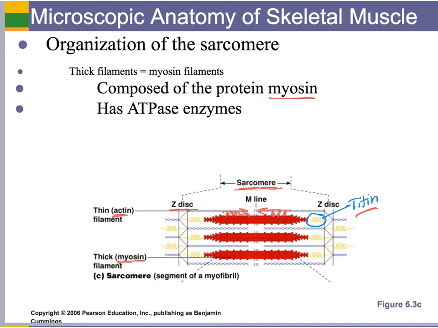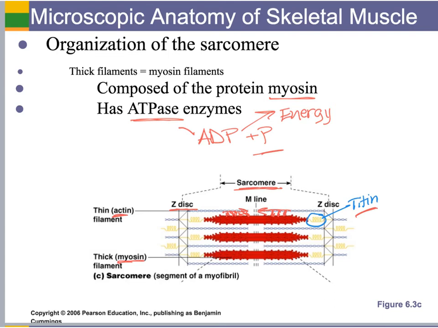the myosin protein has ATPase enzymes. ATPase enzymes are going to break down ATP to what? ADP, right? And they're going to release energy. And this is what powers our muscle contraction. This is what allows for each power stroke that those myosin heads pull that actin filament towards the center of the sarcomere. It takes some ATP.